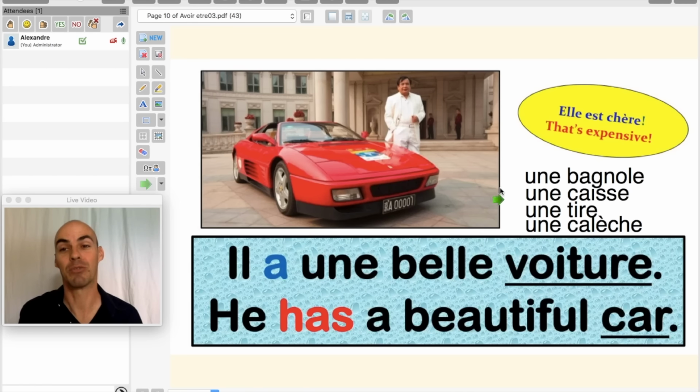Il a une belle voiture. Elle est chère. Talking about the car, that's why it's feminine. Like she is expensive, we're talking about the car. And we'll go over that in another lesson in French 1, how to choose between it is expensive or she is expensive. But in a nutshell, when you just use an adjective, you say he is or she is, even for things. D'accord? Elle est chère, she's expensive, it's expensive. D'accord?